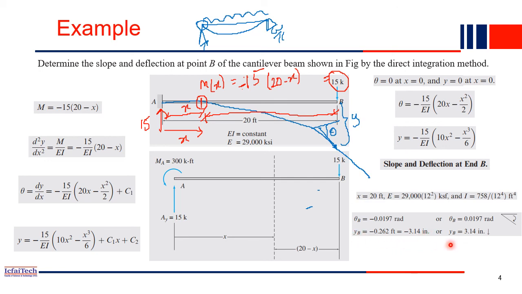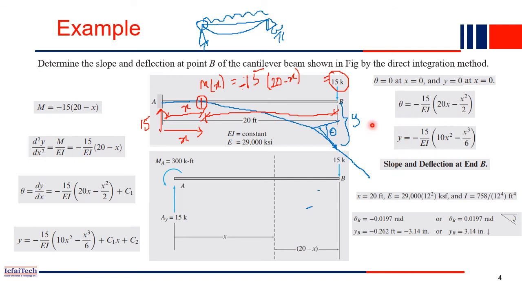That is YB. So now if the question says at any point, if you find out what is the deflection at midpoint of the beam. So midpoint means what? X equal to 10 now. So just simply substitute x equal to 10 in this equation. You will get what is theta and what is y at the midpoint. So like that in any point, just simply putting the value of x, you will get what is the value of theta and what is the value of y.